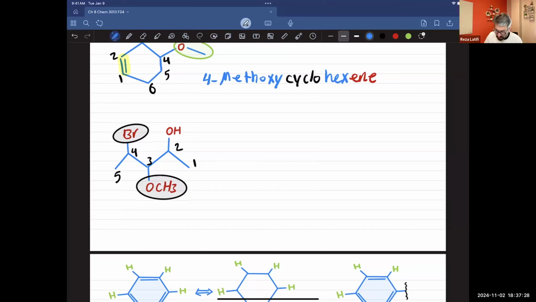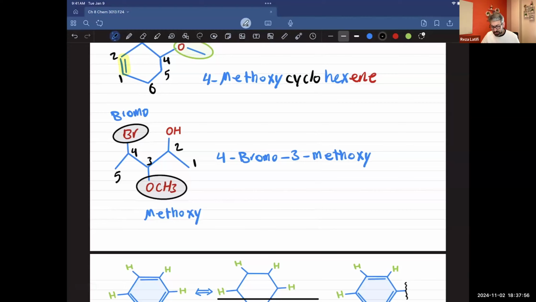So let's write the name here: methoxy, and this one will be bromo. Bromo will get priority over methoxy. And so we say 4 bromo. Next, say 3 methoxy. Okay, we have 5 carbons, so we can say 2 pentanol. Okay, 2 pentanol. That's one way to name it.